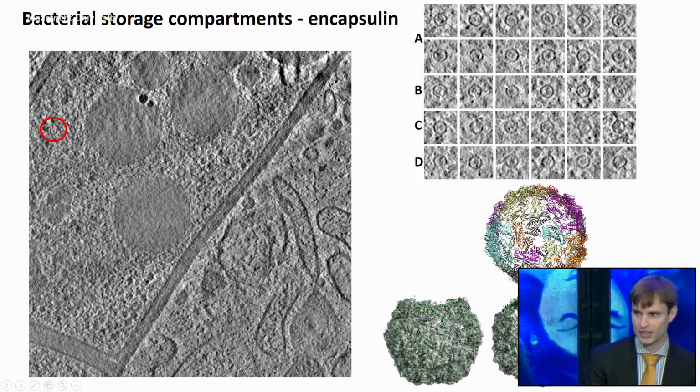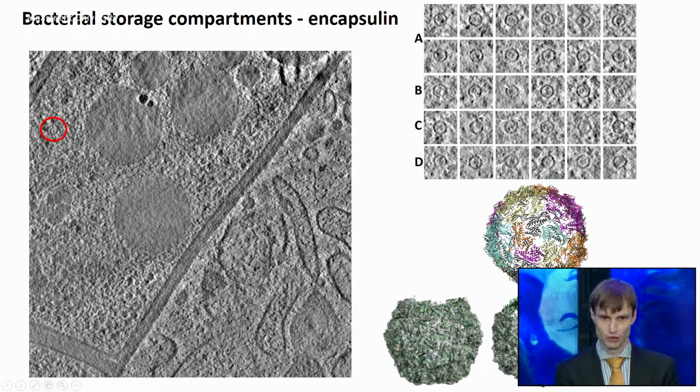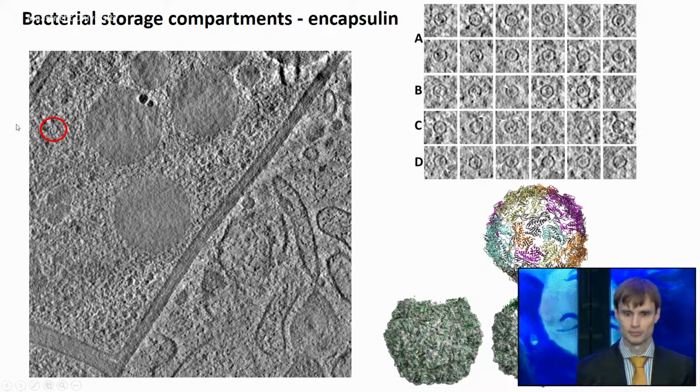This does not mean that this data was useless, because we were able to see many other complexes in there, including a bacterial storage compartment called the encapsulin, marked here with the red circle. And we combined this data together with data from isolated protein complexes of encapsulin to determine structures of the encapsulin, the fully assembled encapsulin shell. And these data help give insight into how these encapsulin shells may assemble.